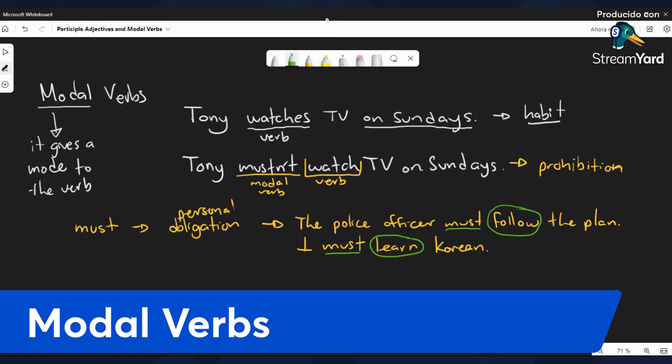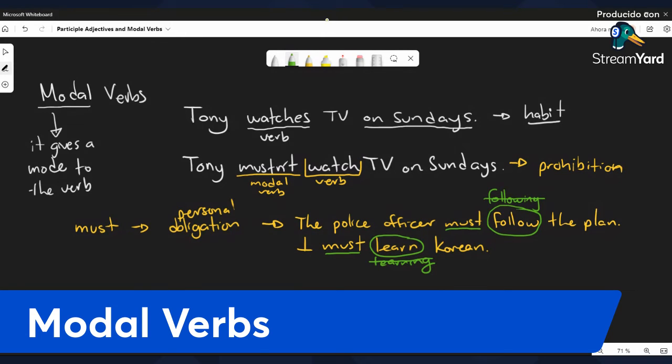And as you can see, I use the verb in the base form. So I don't have to write it with ing, for example. I must learning, that is not correct. If I conjugate it this way, this is not right. So I have to use the base form of the verb. The same happens here. I cannot say following. This is incorrect.